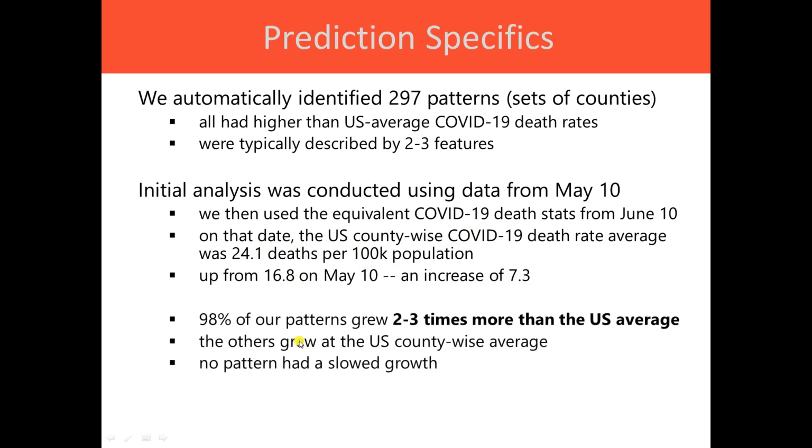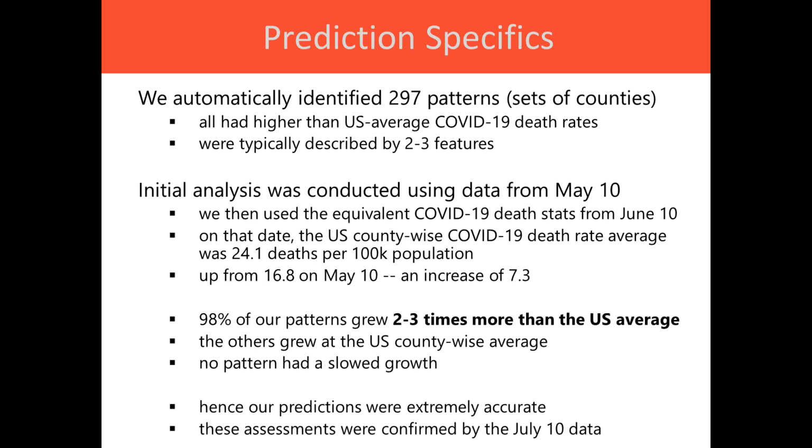What we found is that 98% of our patterns grew 2 to 3 times more than the US average. The remaining 2% grew at the US county-wise average. So no pattern actually went down. So when you're in this box, the probability was high that you would have a higher death rate than the US on average. If you were a stock, you could say that if my portfolio is in this box, my stock will probably grow much more than the index. We actually confirmed this with July 10.